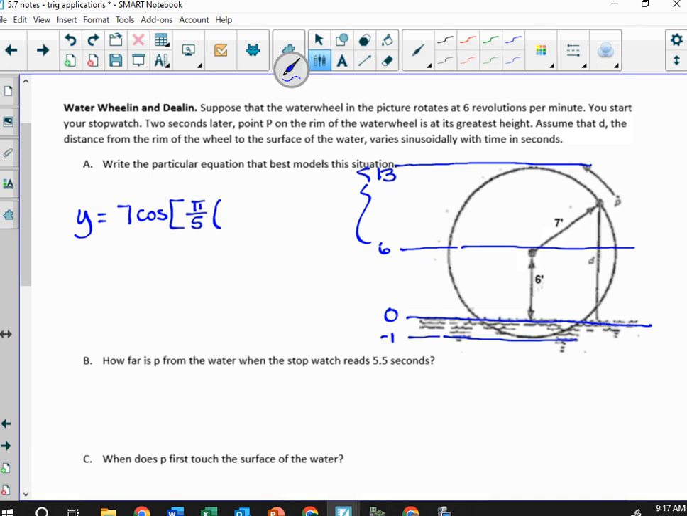Okay, and then our phase shift. What do we think? 2, yeah, because they told us it takes 2 seconds to get to the maximum height. The maximum height is what you're looking for for that sideways shift with a cosine graph. Vertical shift, how far up or down did it go? I heard a whisper of +6. That is correct. Look for the midline right through the center of that wheel. It is up 6.